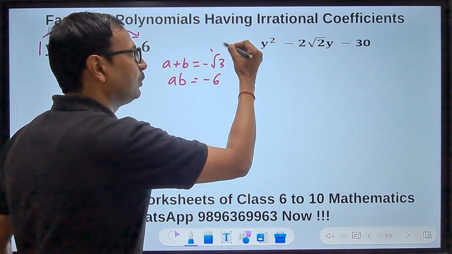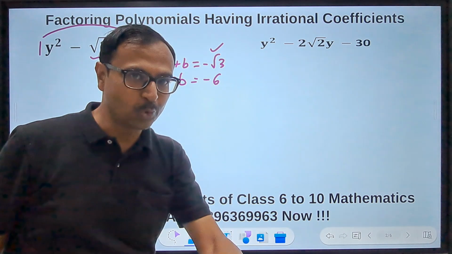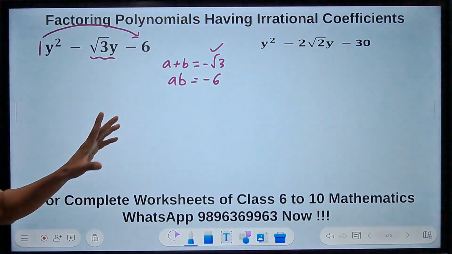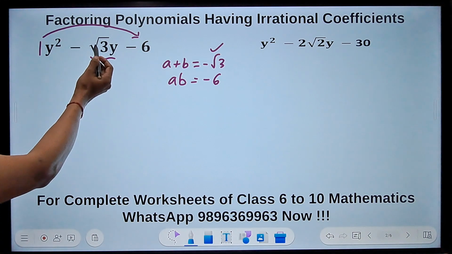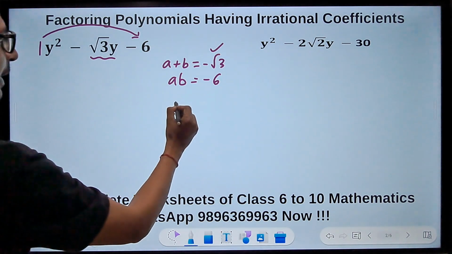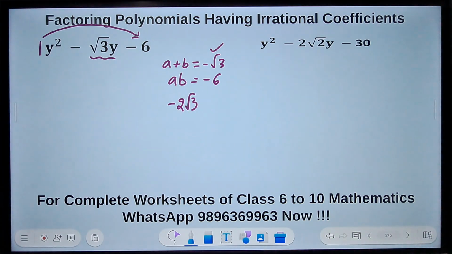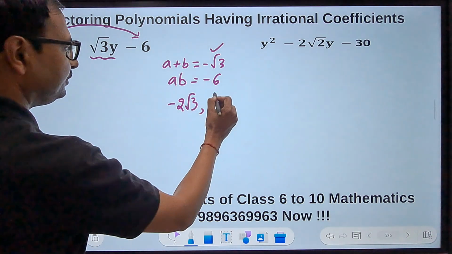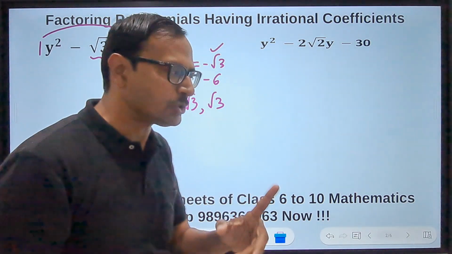So I told you both the numbers a and b will have the same square root, root 3 in this case. So what are going to be the factors into which the middle term will be split? It will be minus 2 root 3, right? And another root 3. Why I took these as the factors? So I'll tell you the logic also.